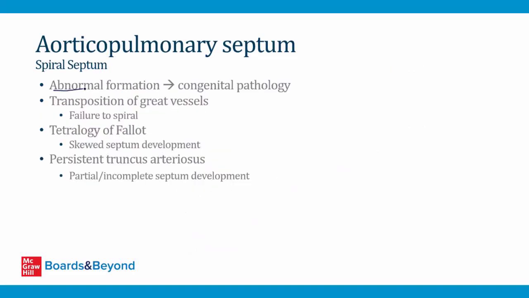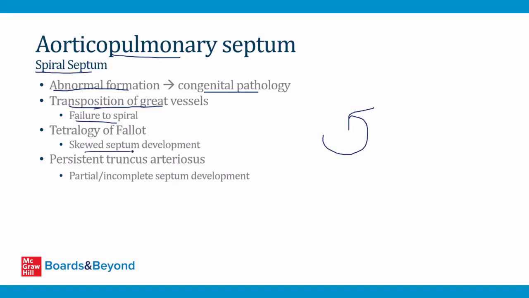If there's abnormal formation of this aorticopulmonary septum, that can lead to a number of different types of congenital pathology. So for example, if this septum doesn't develop normally, you can get transposition of the great vessels. This is what happens when there's failure of the aorticopulmonary septum to spiral. I talked earlier about how it sort of spins around itself or spirals. That's why it's sometimes called the spiral septum. But if that doesn't happen normally, that's how you get transposition.